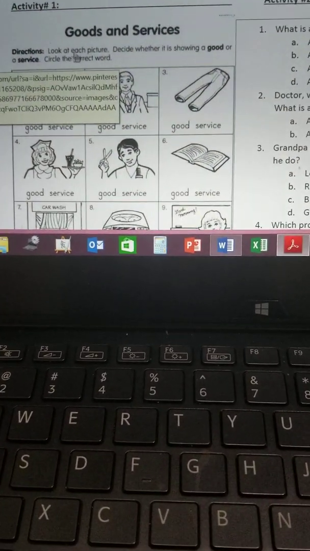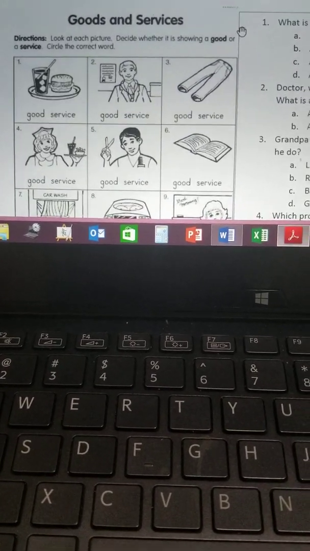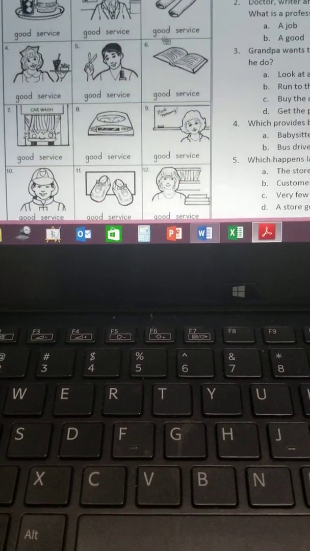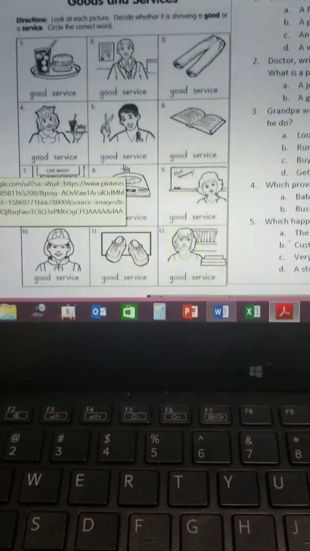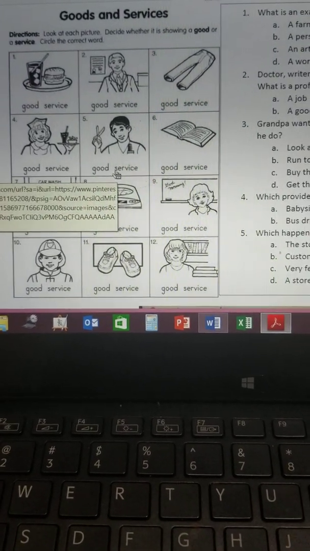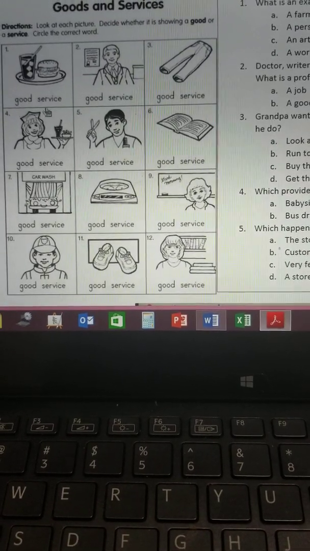For activity 1, look at each picture and decide if it is showing a good or a service, and you circle the word. So after watching the video, you're going to do this one. And if you're not printing out your answer sheets, that's fine. You can just write on a sheet of paper 1 through 12 and write which one it is, a good or a service.